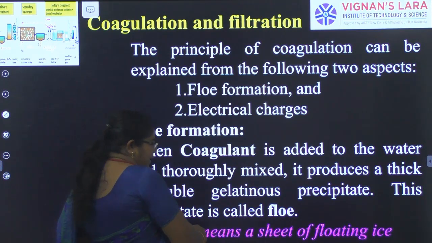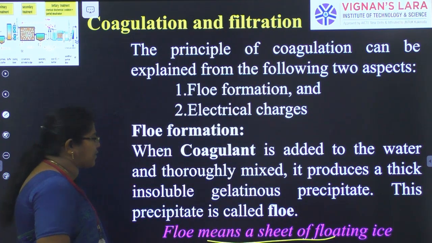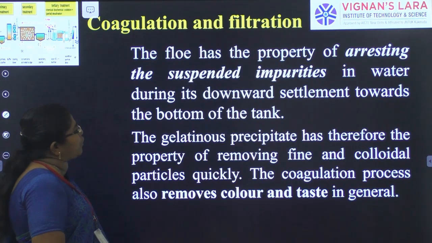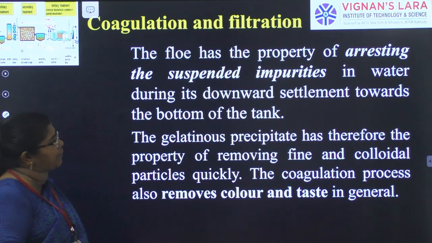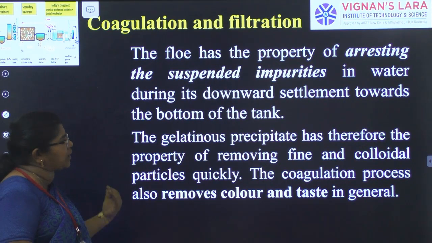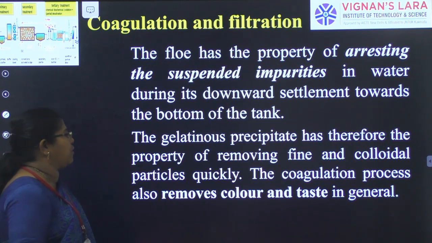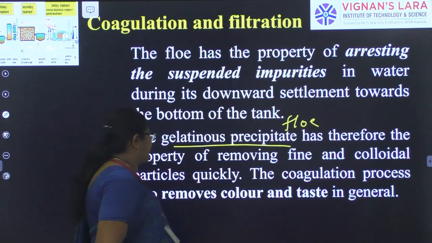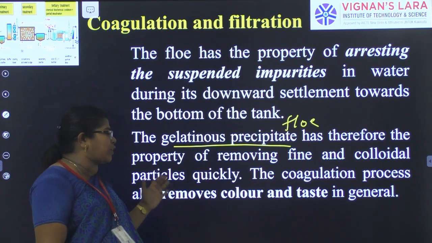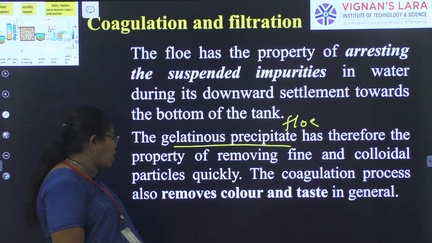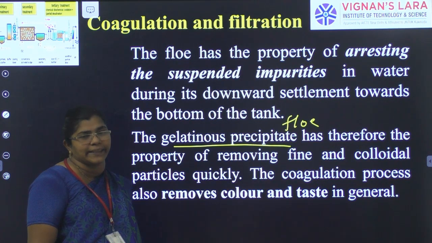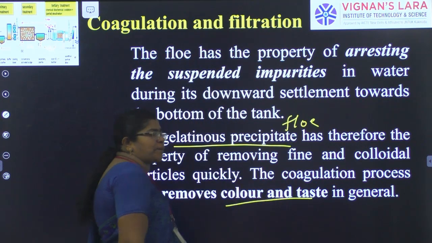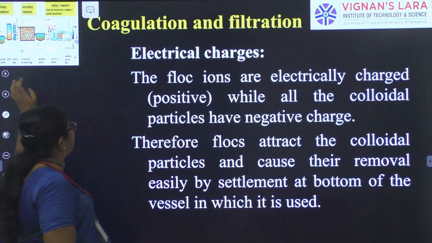A floc means a sheet of floating ice, so we call it a gelatinous floating substance. This will be removed. The floc has the property of arresting the suspended impurities in water during its downward settling movement to the bottom of the tank. So the gelatinous precipitate, the floc, has the property of removing fine and colloidal particles quickly. The coagulation process also removes color and taste in general. We will see about color and taste in the next class. This can also be removed by the coagulation process.